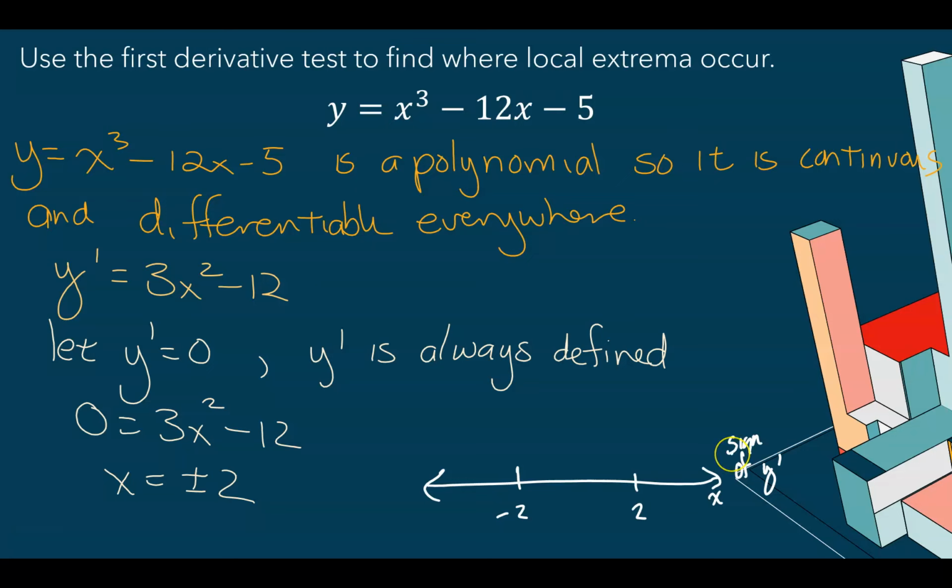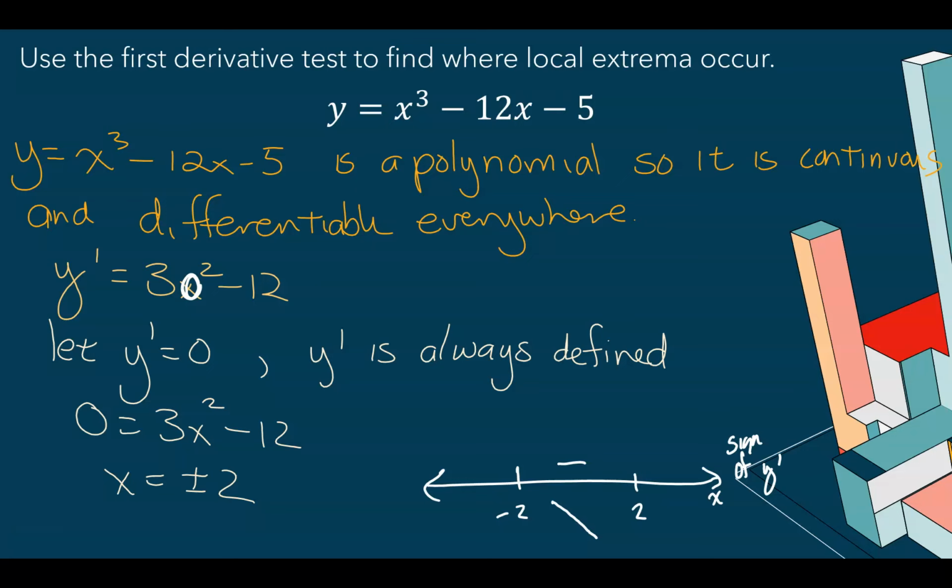Now this is the sign of y prime, and ideally we'd do this in your head, but maybe that's hard to follow along. So we're going to choose some number in between -2 and 2, like 0. I'm doing this in my head, but I guess I'll write it down. We're going to put 0 into y prime, and we don't really care what the number is, we just care about the sign. So, when I do 3 times 0 squared minus 12, I get negative. So if y prime is negative from -2 to 2, that means x cubed minus 12x minus 5 decreases on that interval. So I draw that little decreasing bit underneath.